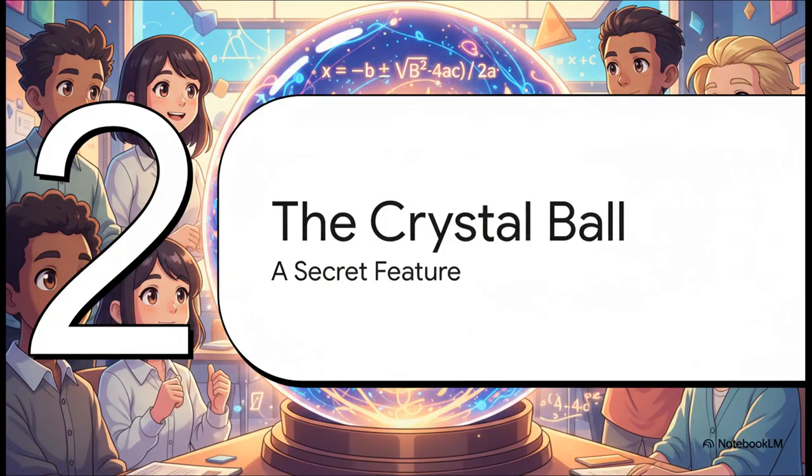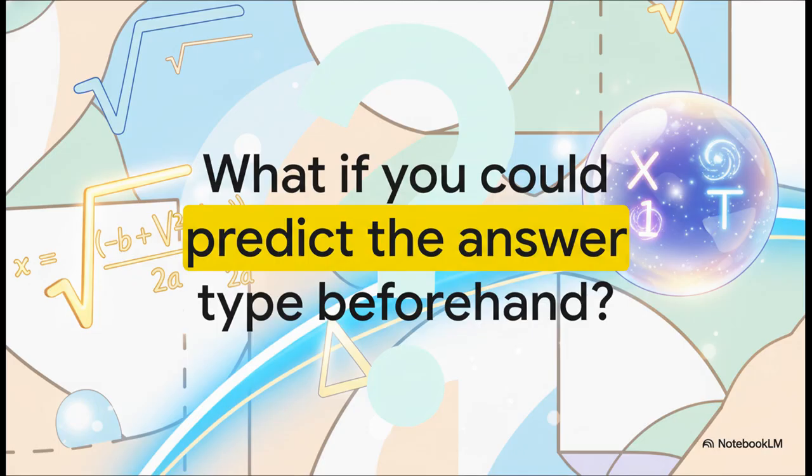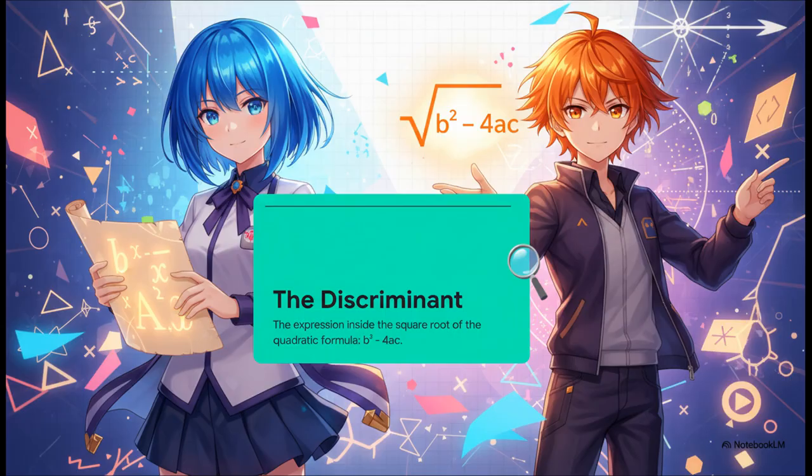But wait, because solving the equation is actually only half the story. Tucked away inside this formula, there's this secret feature. It's kind of like a mathematical crystal ball that can tell you about the answer before you even do all the work. I mean, just imagine knowing right from the start if you're going to get two real answers, or maybe just one, or even these weird complex answers. Well, turns out you can. I'd like you to meet the discriminant.